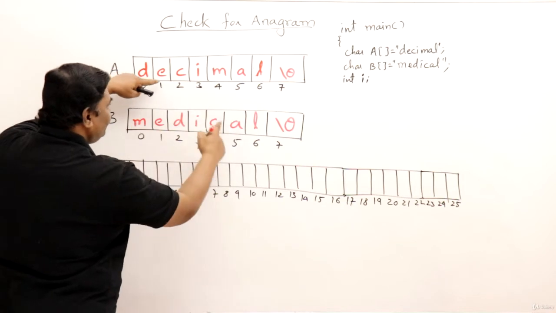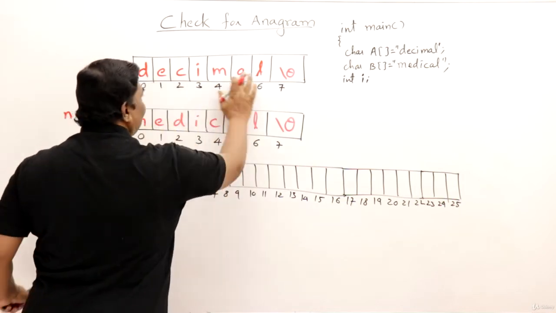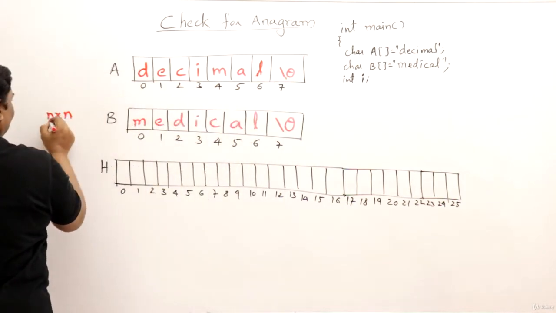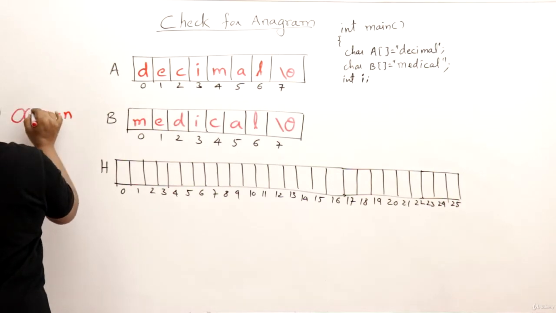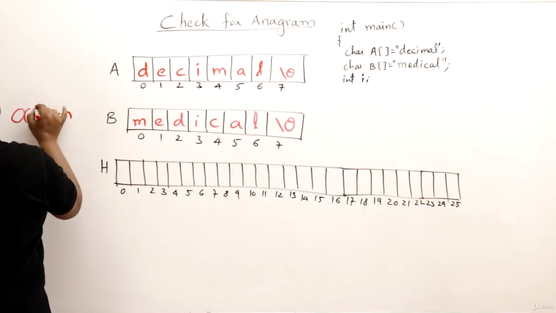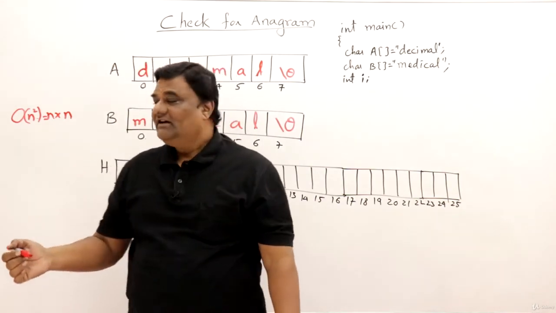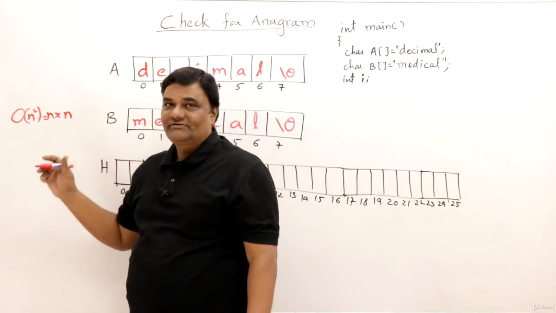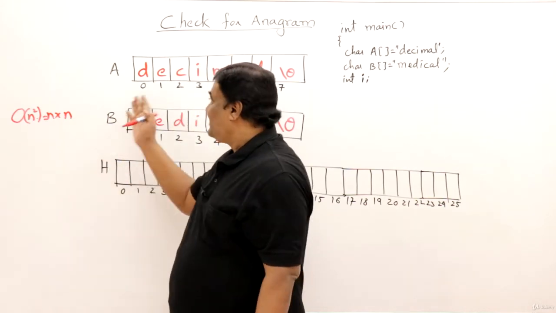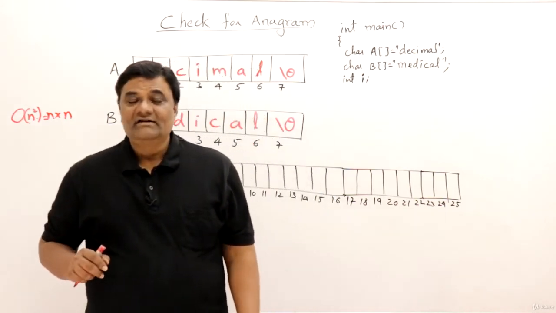Then for this letter also we search. This letter, how many times? n times. So this is n into n, and this will be big O of n square. So the procedure I have shown you is the simplest procedure, and this takes order of n square time. So this procedure is time consuming if you do it like this.